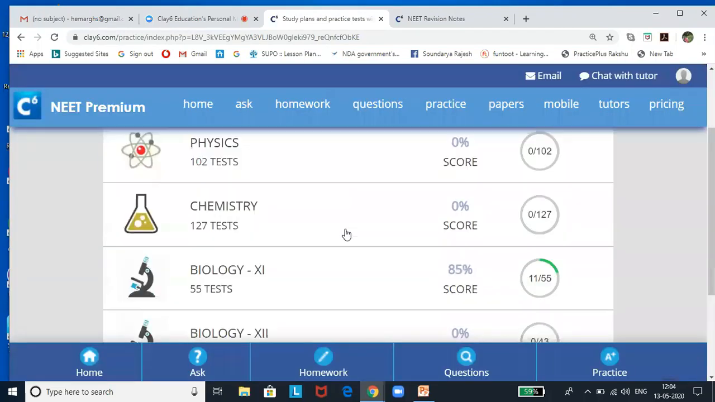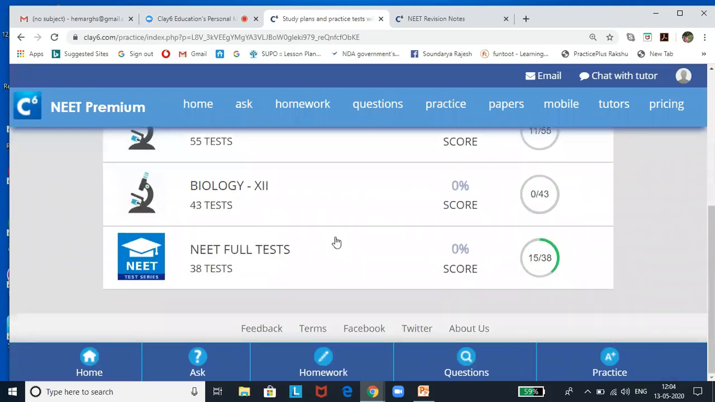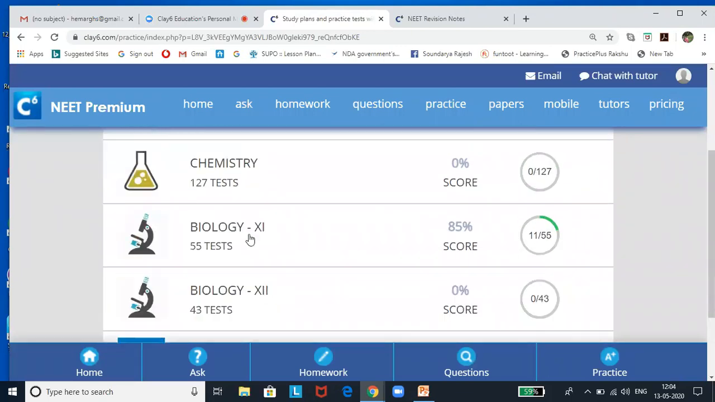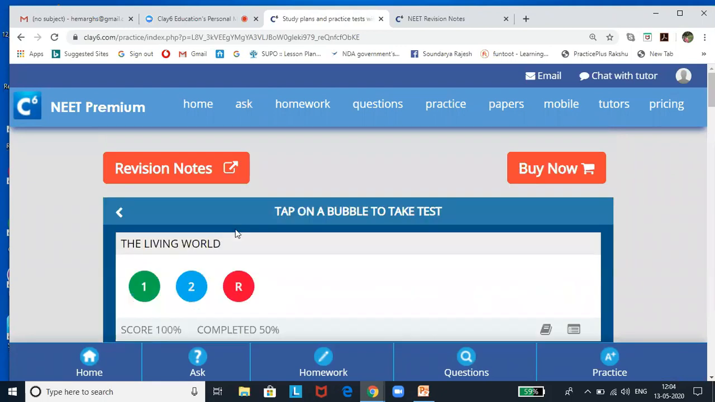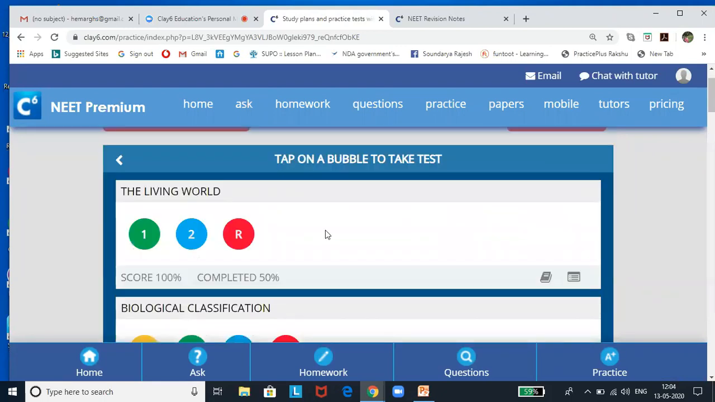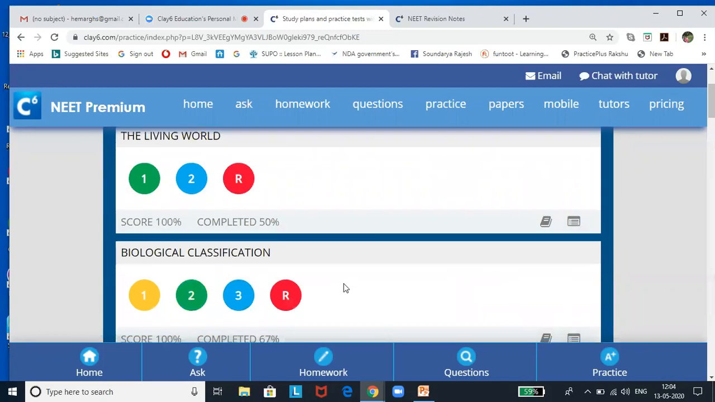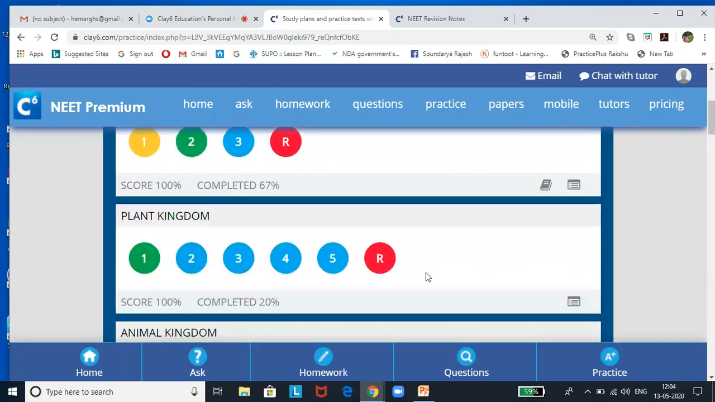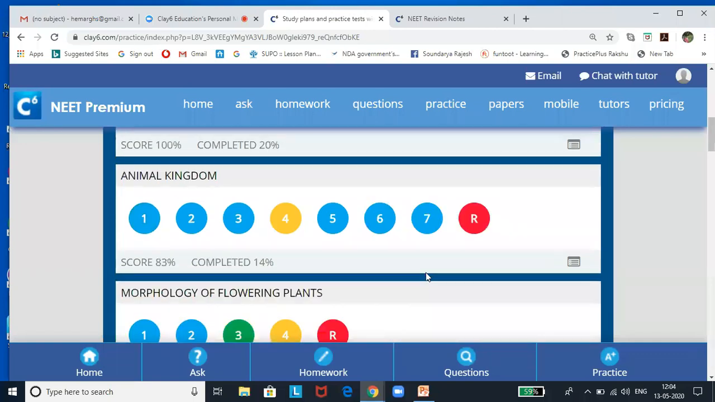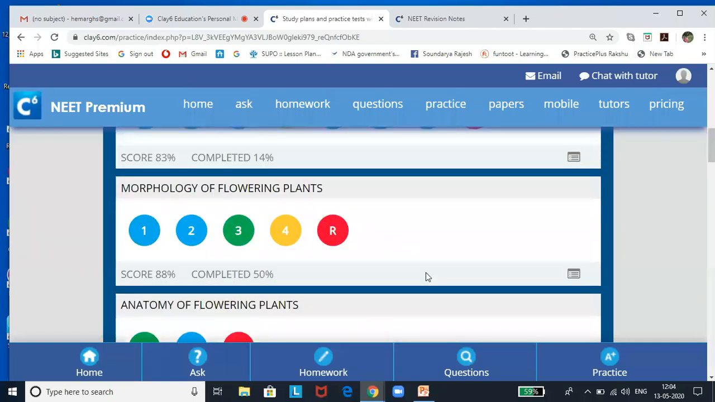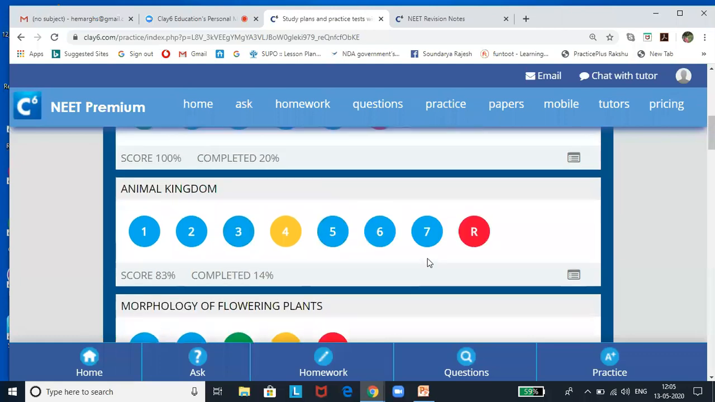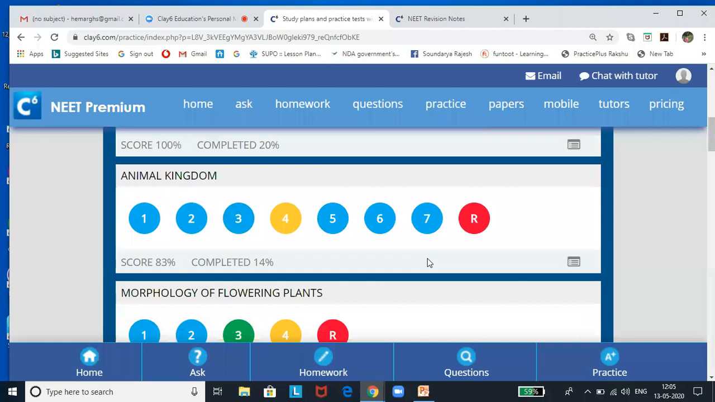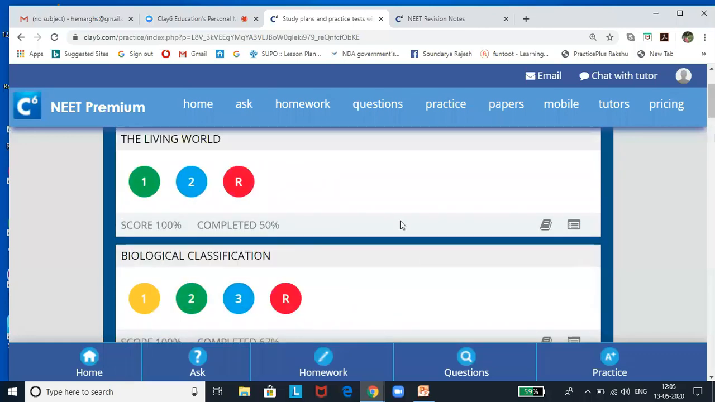So when you look at this, there are chapter-wise tests for all the subjects and NEET full tests. Now let me click on biology for grade 11. Here you will find chapter-wise tests, and there are many tests depending upon the complexity of the lessons and also its importance in NEET exams, so that it will help you to gain an understanding and thorough knowledge of the NCERT syllabus. And here you are finding a lot of bubbles.